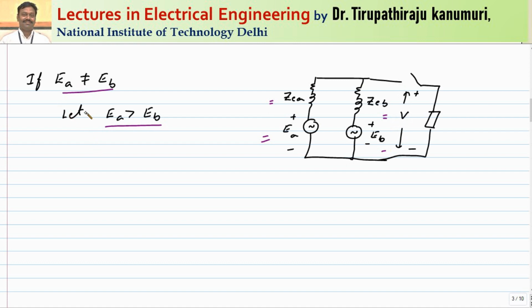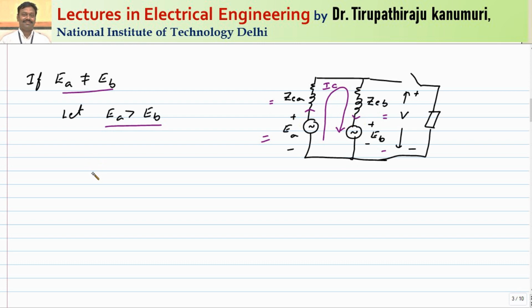So now I can calculate, because, let us assume EA is greater than EB, let us try to apply the KVL in this loop. When you apply the KVL, as EA is greater than EB, there will be a circulating current. Let us assume some current is passing. That current I am representing by IC. So because the IC is passing, the IC will pass like this. A circulating current IC is passing.